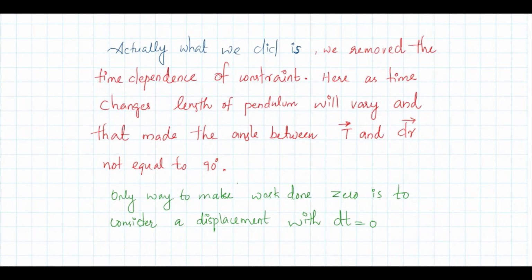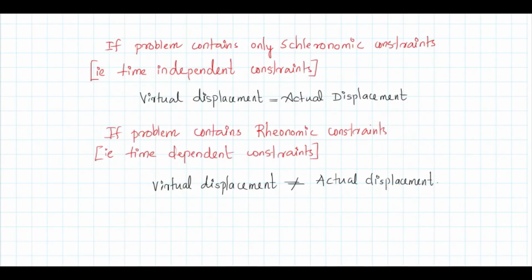So the final conclusion is, if the problem contains only scleronomic constraints, that is time independent constraints, there is only actual displacement. There is no need for virtual displacement, or we can say that the actual displacement itself is the virtual displacement. There is no new concept like virtual displacement. Your actual displacement and virtual displacement are the same. But if the problem contains rheonomic constraints, that is time dependent constraints, then you need the concept of virtual displacement, and the virtual displacement will be different from the actual displacement. For time independent constraints, if you want to define a virtual displacement, you can say that it is equal to the actual displacement.